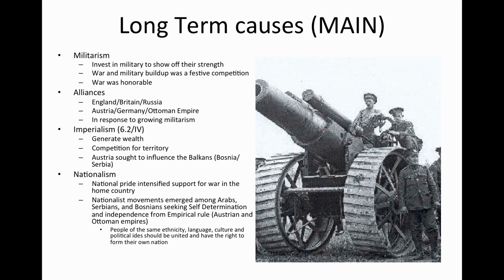The Serbian and Bosnian national movements inspired Gavrilo Princip to assassinate the Austrian Archduke. And these colonial peoples, or ethnic groups that wanted independence, were seeking something called self-determination. That's a good term to remember. Basically, it's the idea that people of the same ethnicity, language, culture, and political ideas seek to be united and eventually have the right to form their own nation. We see that in the Ottoman Empire with Arab people, and again among Serbians and Bosnians, to get out of the grip of the Austrian government.